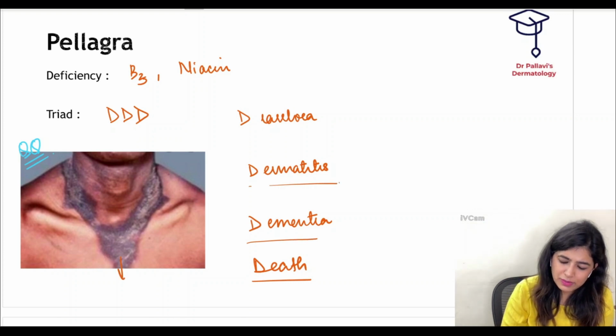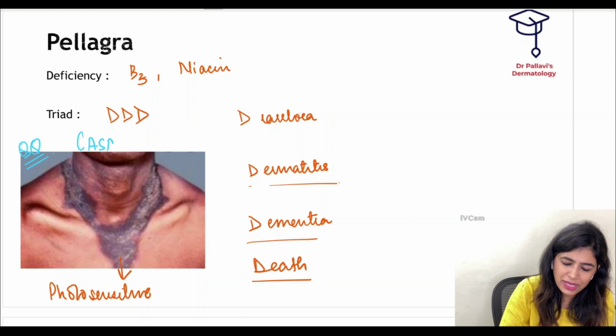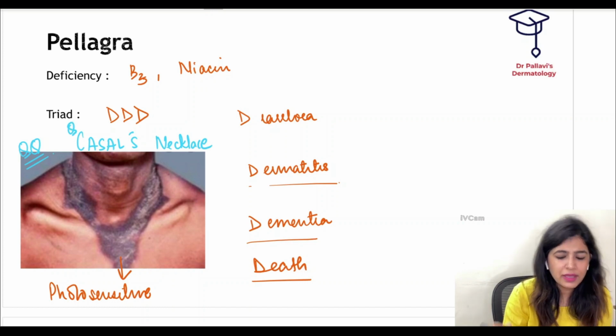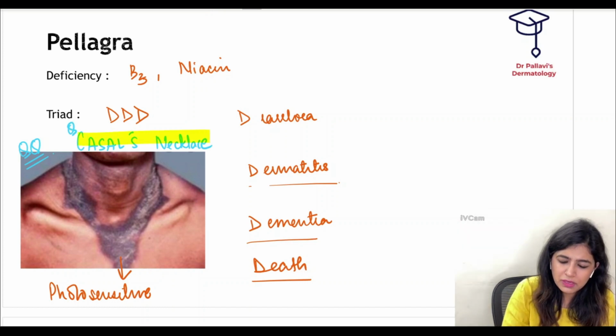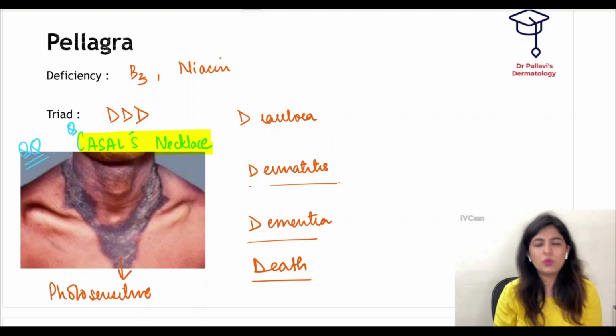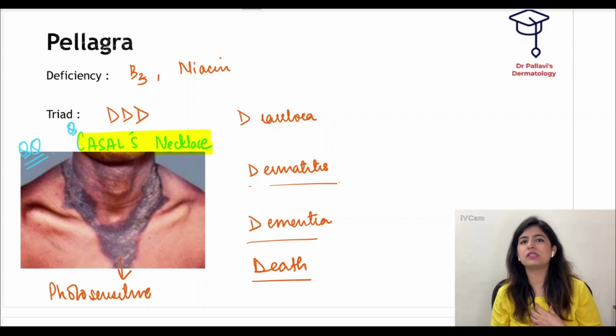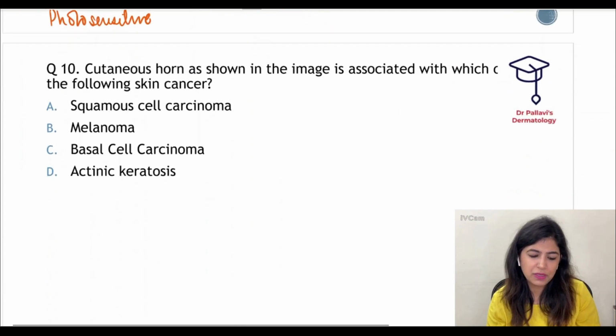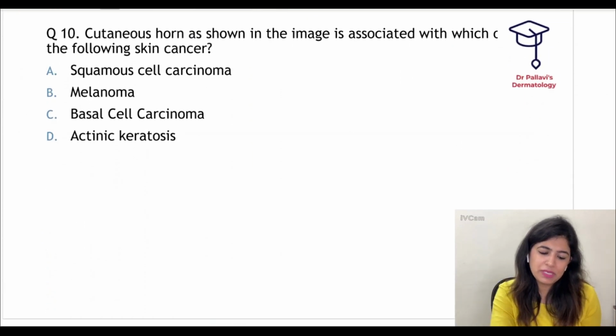When we talk about the dermatitis, the rash is photosensitive, so it will happen in photo-exposed areas. On the neck, it presents as a very beautiful Casal's necklace, which is a very, very important question, both as text as well as image. So remember Casal's necklace, which is presence of this photosensitive rash on the neck of a patient, that is Pellagra. Coming to question number 10.